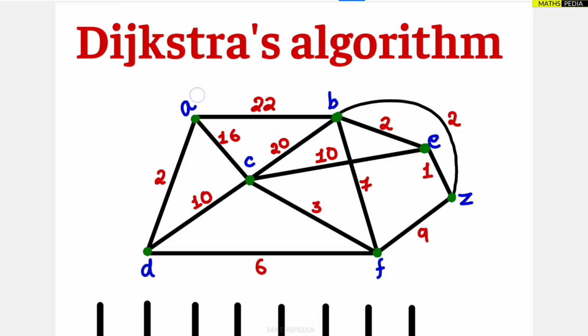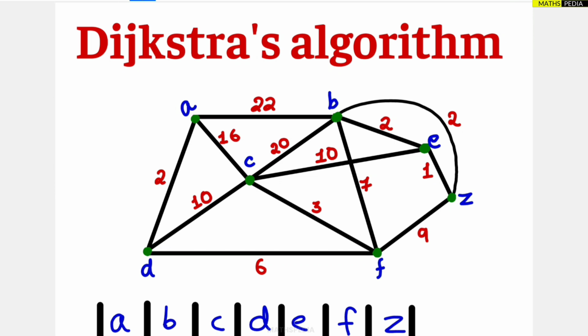So how many vertices are there? A, B, C, D, E, F, Z. The previous problem also had the same thing. So the first step, what you have to do, is write them in alphabetical order. So here A, B, C, D, E, F, Z. It's not necessary, but still it is better to write in alphabetical order.